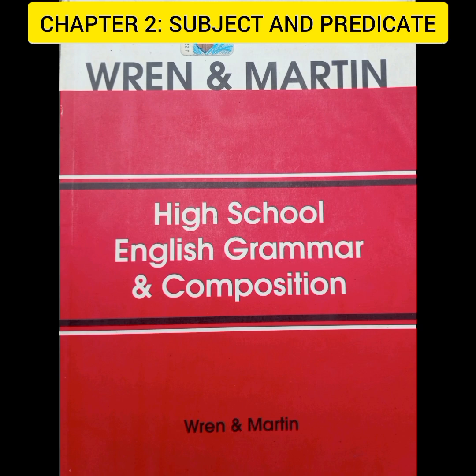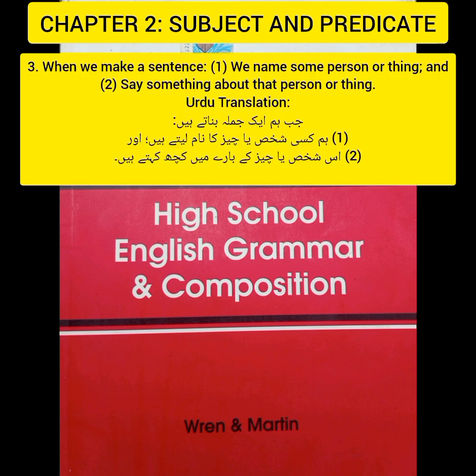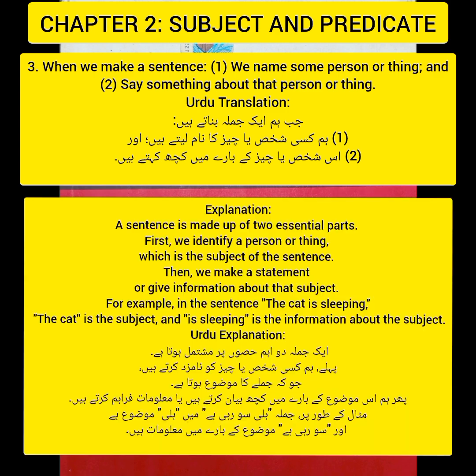Chapter 2, Subject and Predicate. Note number 3: when we make a sentence, 1. We name some person or thing, and 2. Say something about that person or thing. Explanation. A sentence is made up of two essential parts.